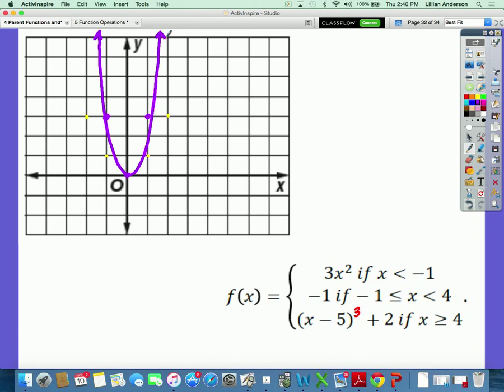What do I want? Negative 1. So I'm erasing everything else. And what should happen at 1? Should it be a closed circle or open? Open. There you go. That's that piece.